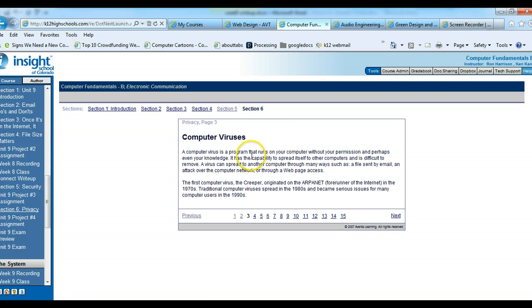A computer virus is a program that runs on your computer without your permission and even without your knowledge. It can spread to other computers if you share files, and it is difficult to remove. You can send a file via email or receive one. It can go over a computer network. So if you have two or three computers on your Wi-Fi at home, those computers can pass information over the network to another computer.